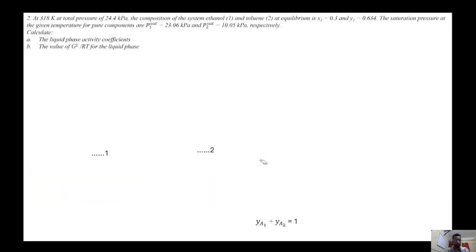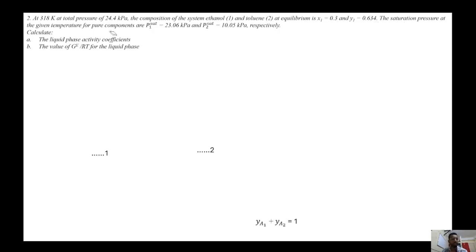Okay, going to the second question. At 318 Kelvin, at a total pressure of 24.4 kilopascal, the composition of the system ethanol and toluene at equilibrium is given. We will solve the question by writing component 1 and component 2, not specifically by name. So just remember, component 1 is ethanol and component 2 is toluene. At equilibrium, x1 is 0.3, that means x2 is 0.7, y1 is 0.634, then automatically y2 equals 1 minus 0.634.